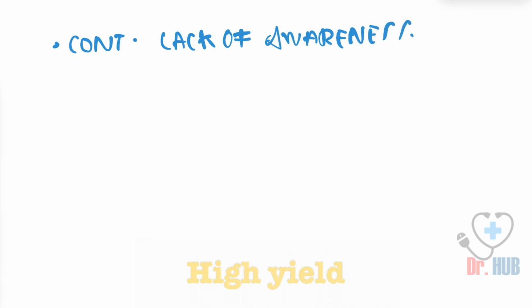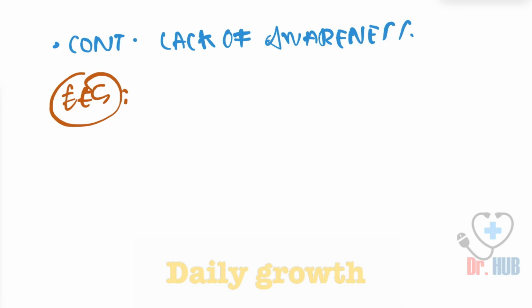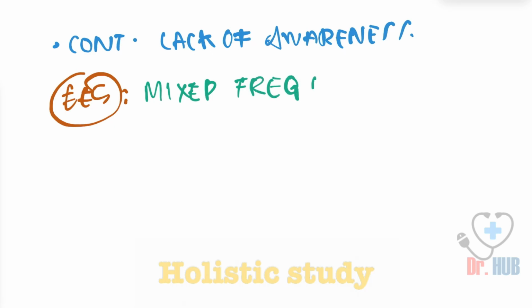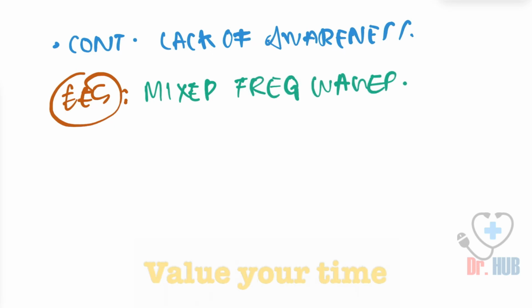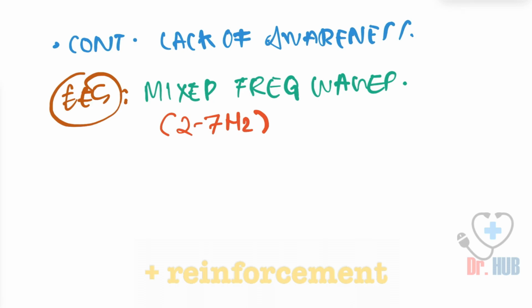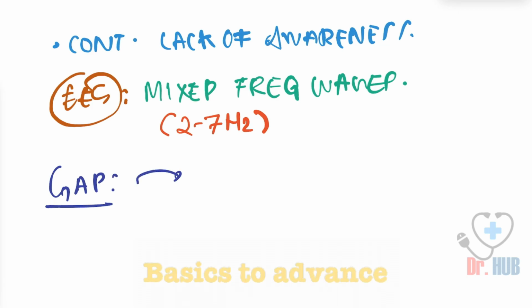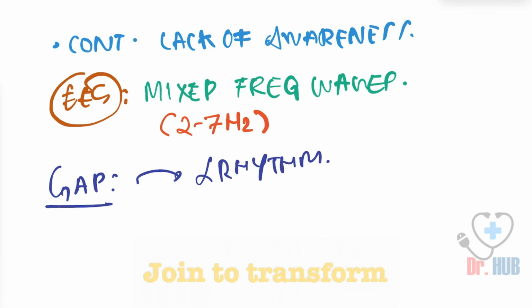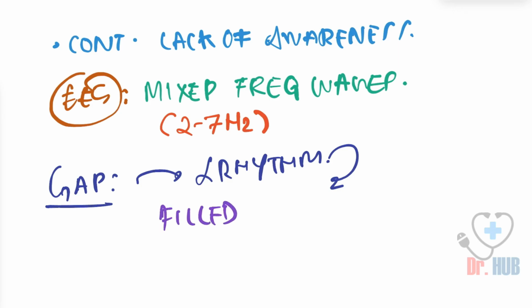Then we look at the EEG findings. What are the EEG findings? There are mixed frequency waves, predominantly 2 to 7 hertz. Next, there is also a gap in the alpha rhythm, and this gap is filled by theta, which is about 4 to 8 hertz.